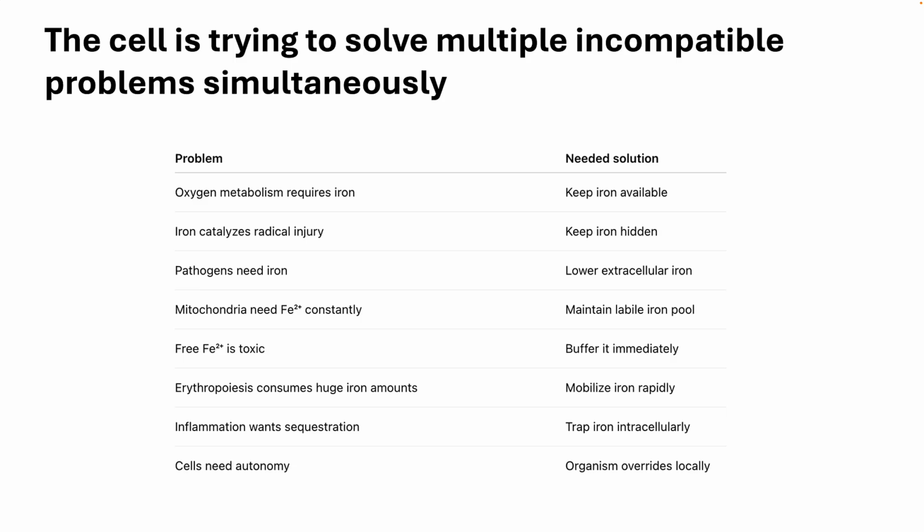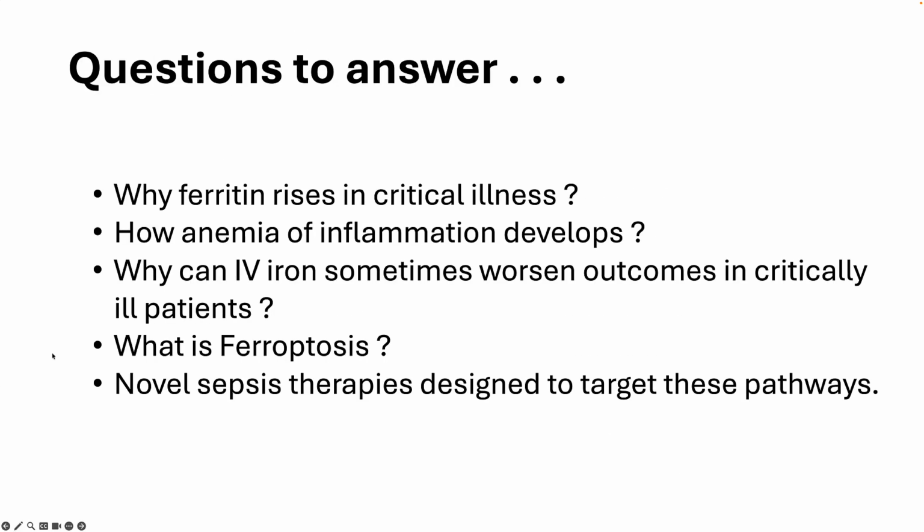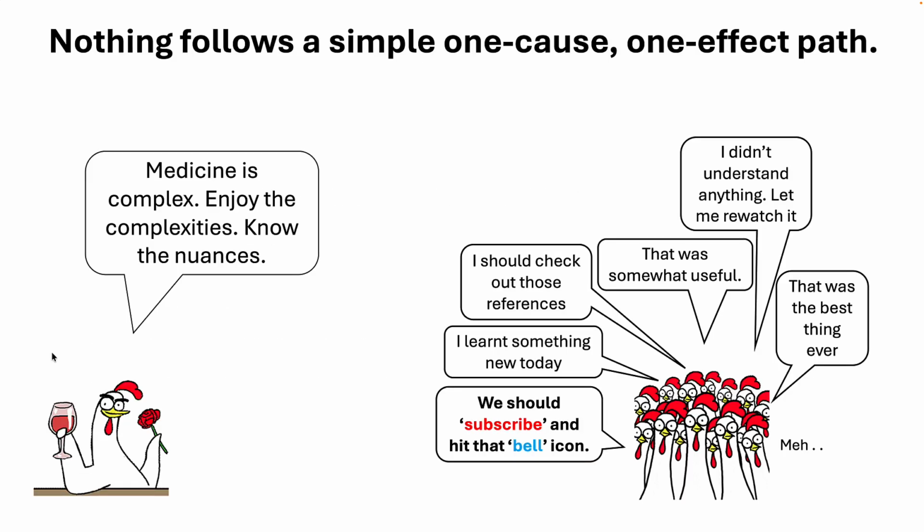With this foundation, we can start connecting these mechanisms to real clinical problems, like why ferritin rises in critical illness, how anemia of inflammatory disease develops, why IV iron can sometimes backfire. We'll also explore emerging concepts such as ferroptosis and novel sepsis therapies designed to target these specific pathways.